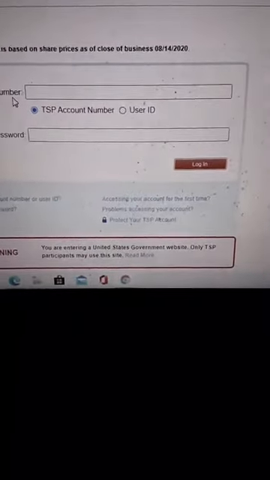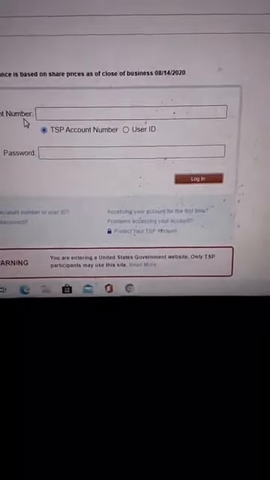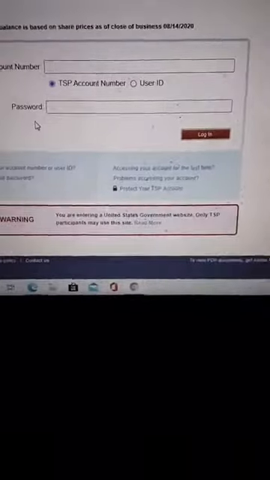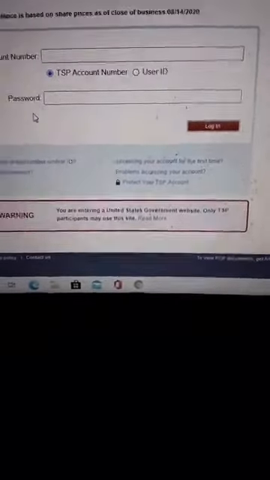Only Thrift Savings Plan participants may use this site. Notice it does not say employees, contractors, this and that. It says participants.